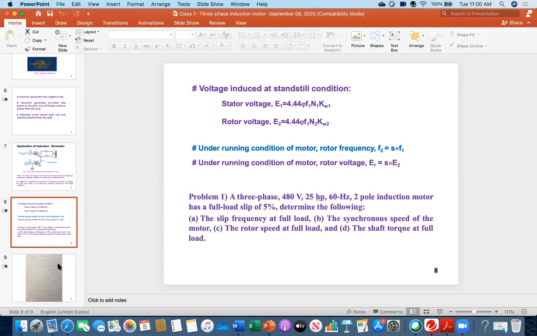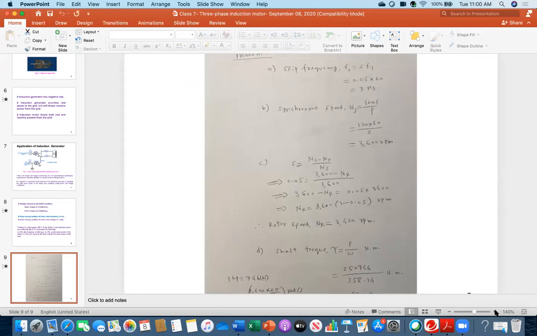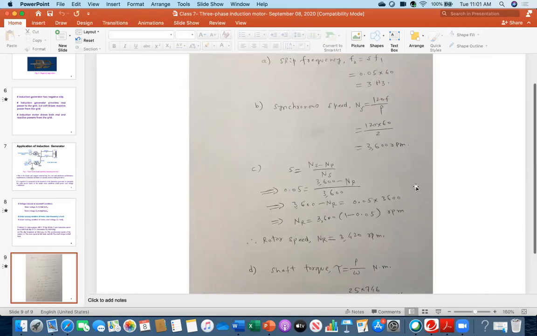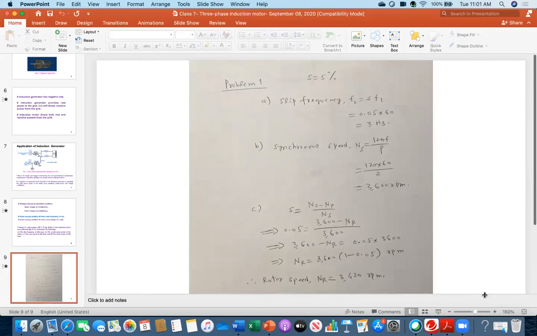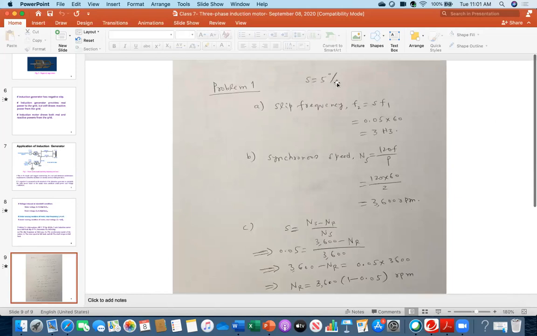So now in the next slide, I have solved it for you. So everybody see what I am doing. The slip value was 5%. So the first question was slip frequency, F2 equals S F1. Slip value is 0.05 from here. F1 was 60 hertz. So I got 3 hertz.